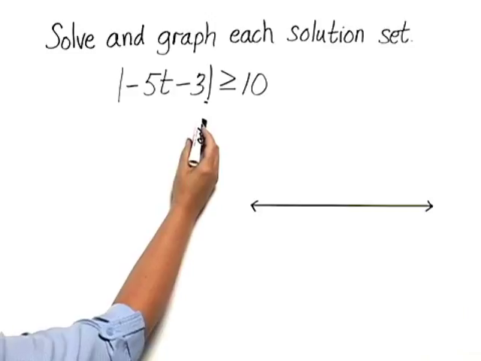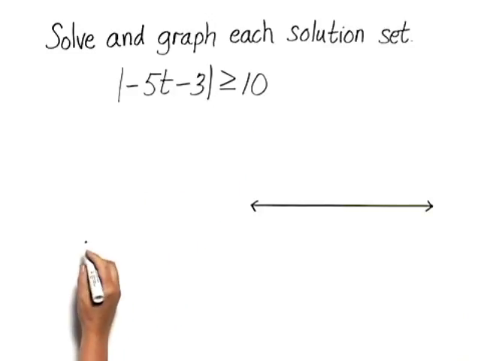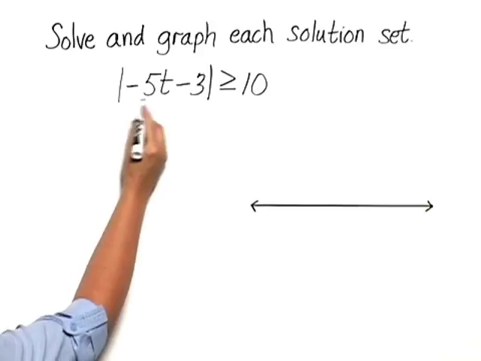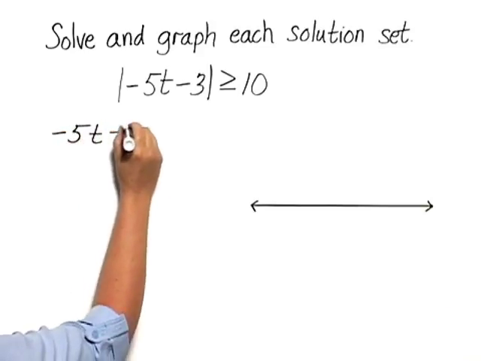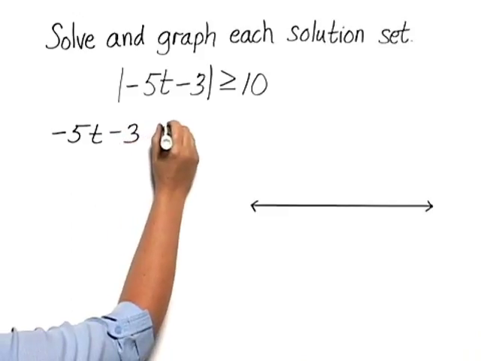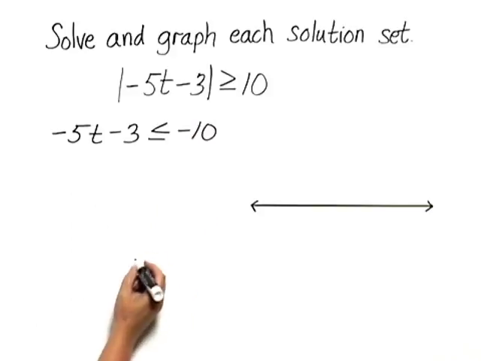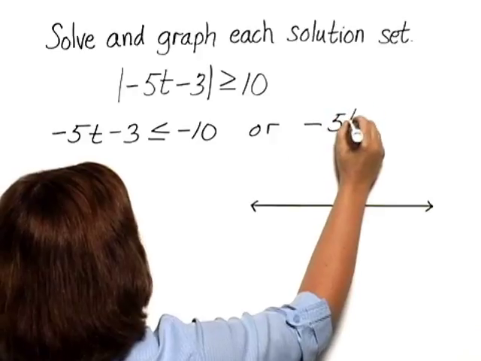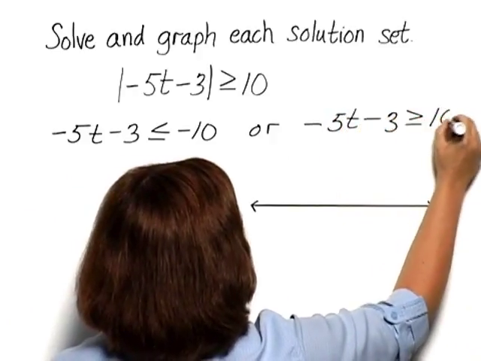When we have an absolute value greater than or equal to a number, this can be written as two separate inequalities joined by the word or, in other words, a disjunction. We can say that negative 5t minus 3 is less than or equal to negative 10, or negative 5t minus 3 is greater than or equal to 10.